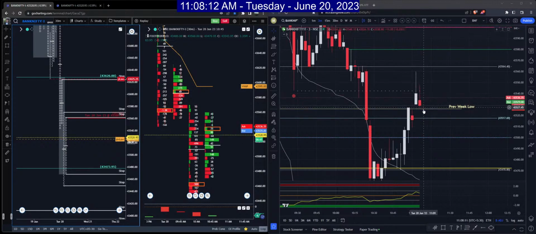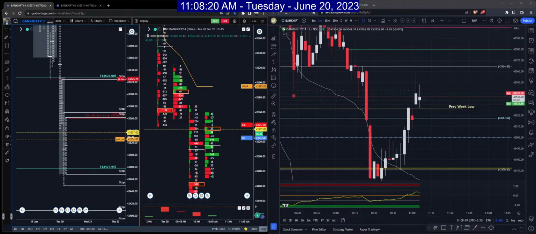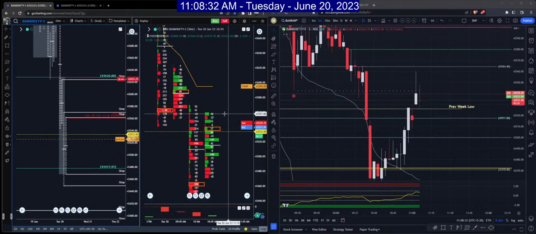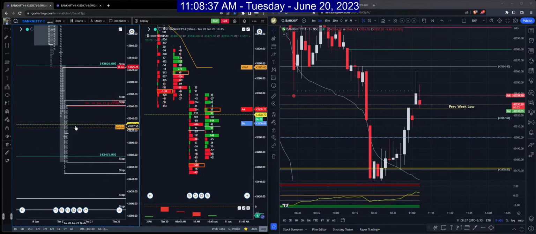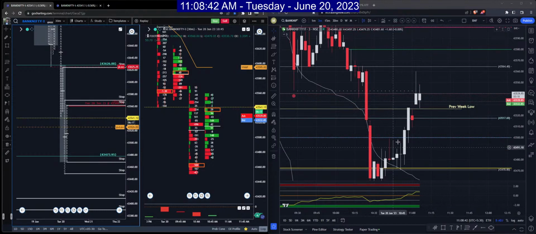Okay, so after the gap got filled, the expected move was to go higher, but there is supply coming in strong. Okay, so we are developing above the previous week low. That is a bullish sign. So what has happened is, we looked below and failed. We came back within the range.